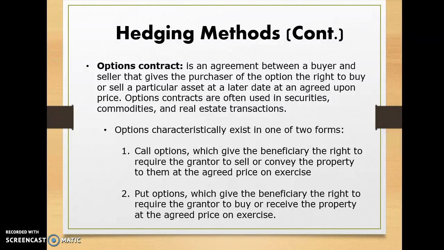The first form is call options, which give the beneficiary the right to require the grantor to sell or convey the property to them at the agreed price on exercise. The second form is put options, which give the beneficiary the right to require the grantor to buy or receive the property at the agreed price on exercise.